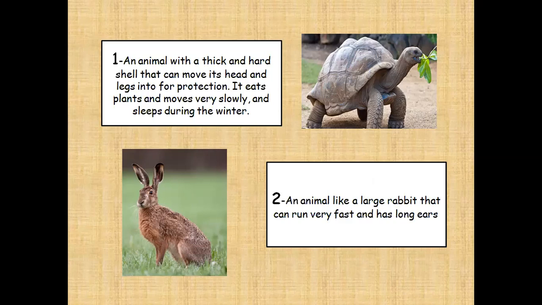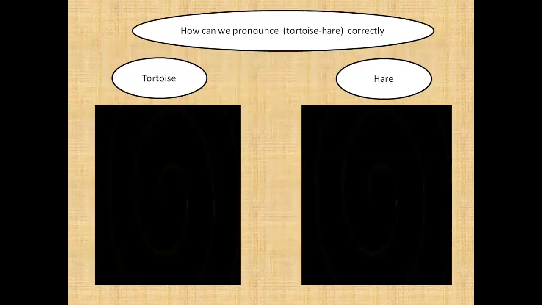An animal with a thick and hard shell that it can move its head and legs into for protection, it eats plants and moves very slowly and sleeps during the winter. Number 2, an animal like a large rabbit that can run very fast and has long ears.